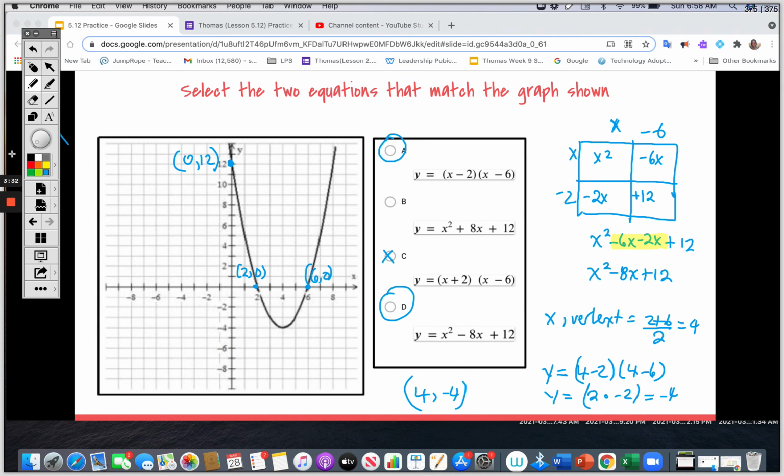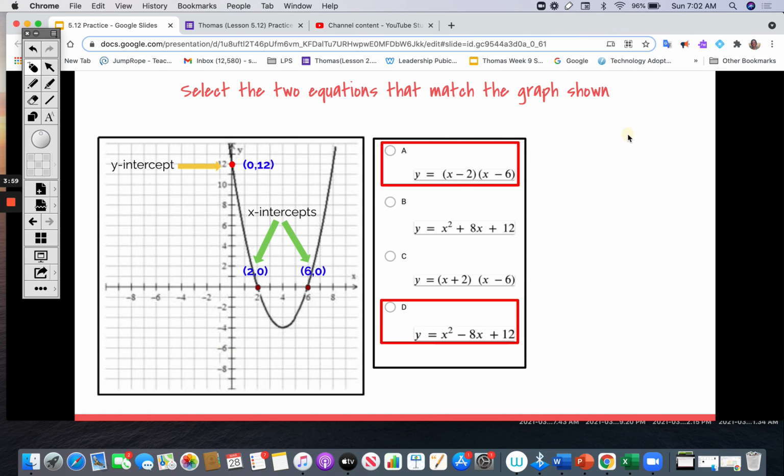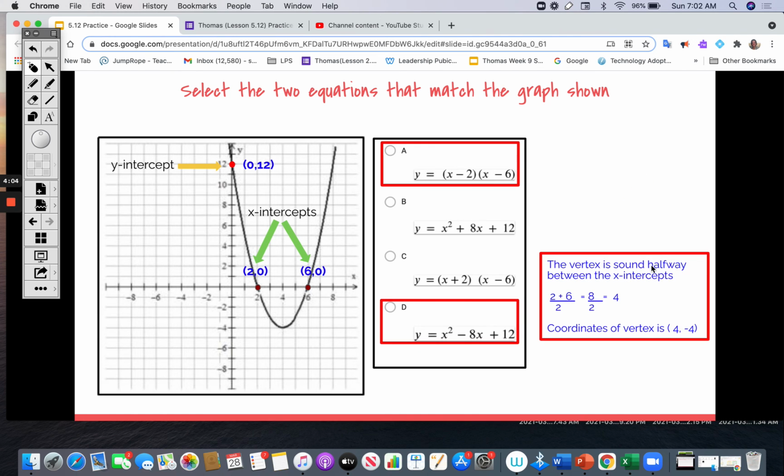So when we look on the graph, I'm just going to change the color here. We're seeing it right here. The vertex is normally the lowest or the highest point on the graph. In this case, it's the lowest point. So it is 4, negative 4. So once again, what do we know? We know that the equations that match the graph are A and D. We also were able to see the y-intercept, the x-intercepts, and then the vertex is found halfway between the x-intercepts, which means that it will have coordinates 4, negative 4.